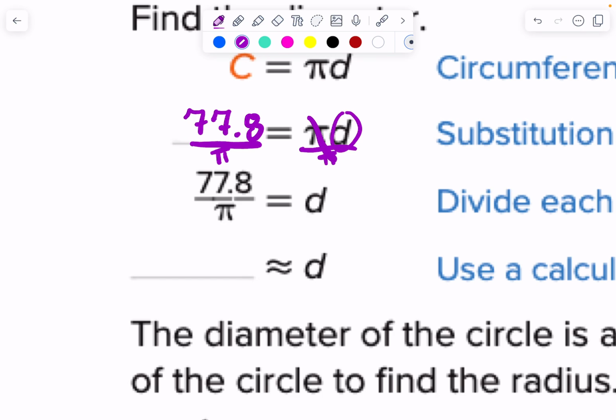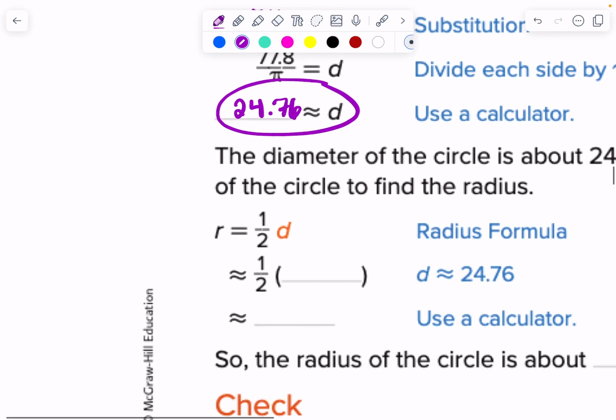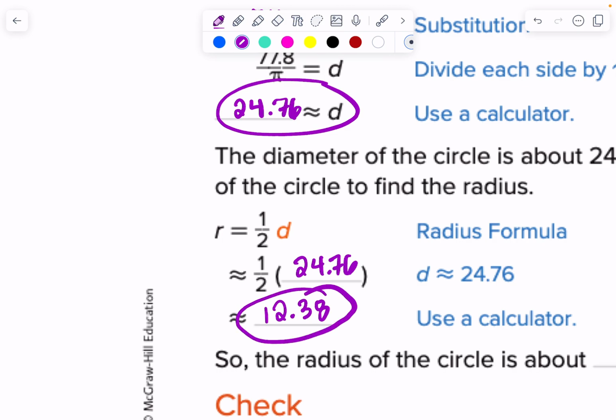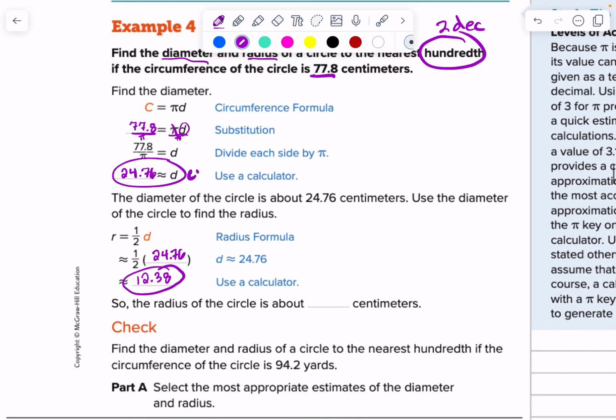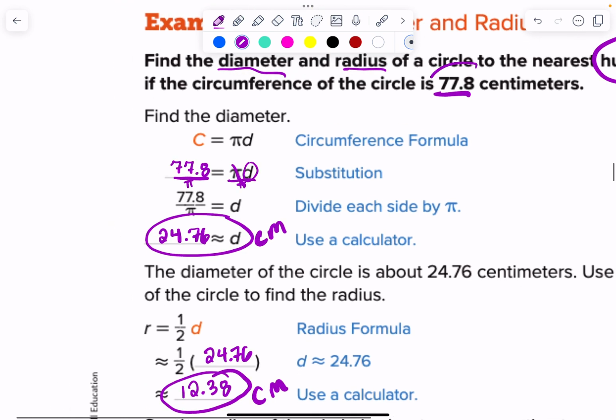Let me do that on my calculator. 77.8 divided by pi. And I got 24.76. They said 2 decimal places. That's what the diameter is. Then they want us to find the radius, which is half of the diameter. We're just going to divide by 2. The diameter was 24.76, so half of 24.76 gives us the radius, which is approximately 12.38. Do we have units? Yes, centimeters on each of those. Not centimeters squared, just centimeters. So hopefully that was fairly easy. You're just plugging 77.8 in for C, and then working backwards, dividing by pi to get the diameter.